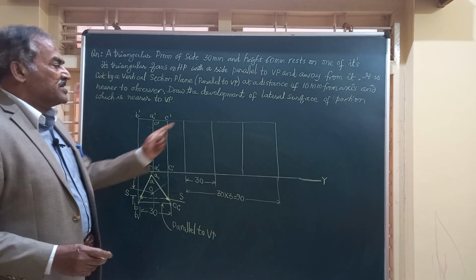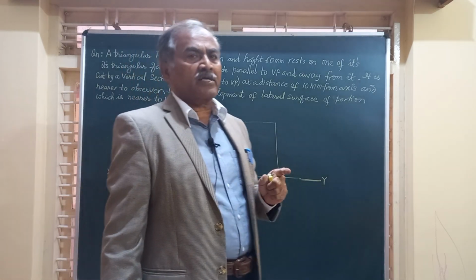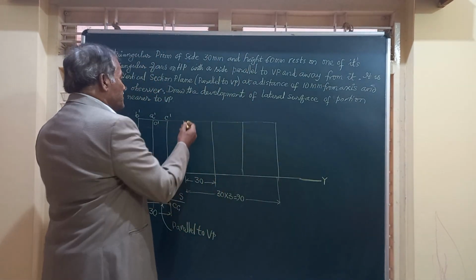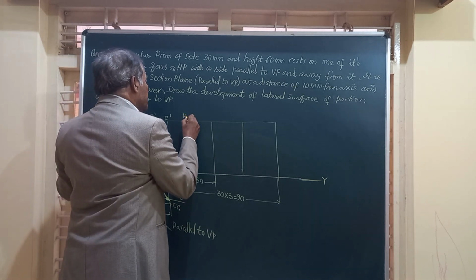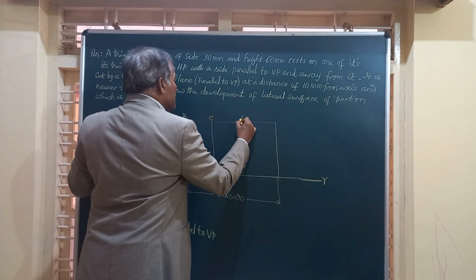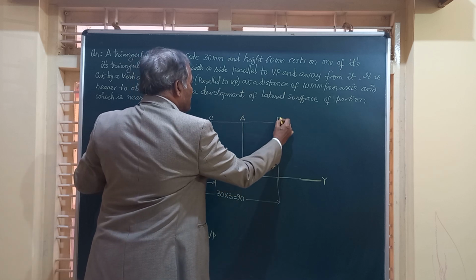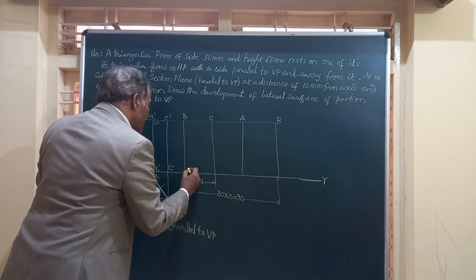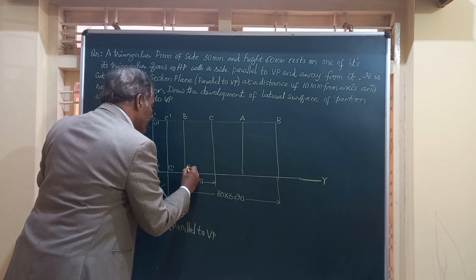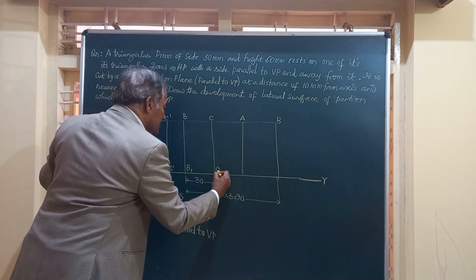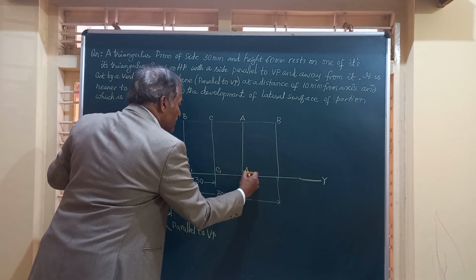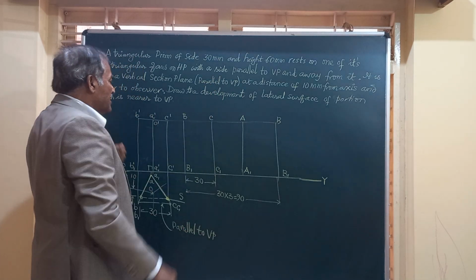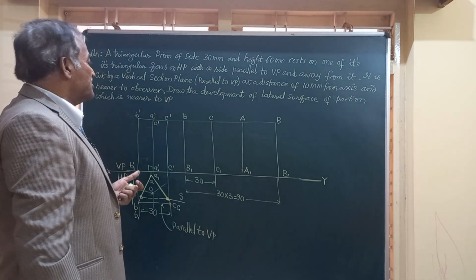In the development you have to mark either from BB or from CC. Say I am starting from B. So this is B, this is C, this is A and this is B. The first and the last point should be same. Similarly for the bottom portion, you have B1, this is C1, this is A1 and this is B1. So all these edges are the vertical edges of this prism.